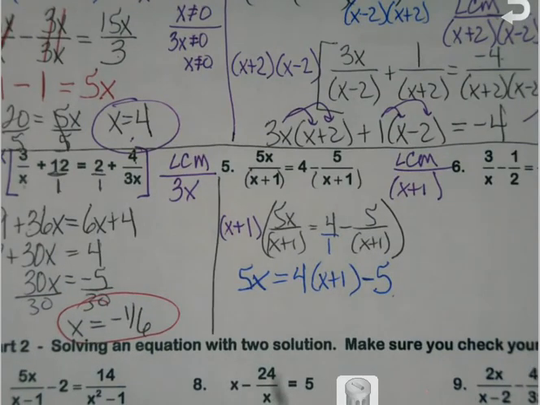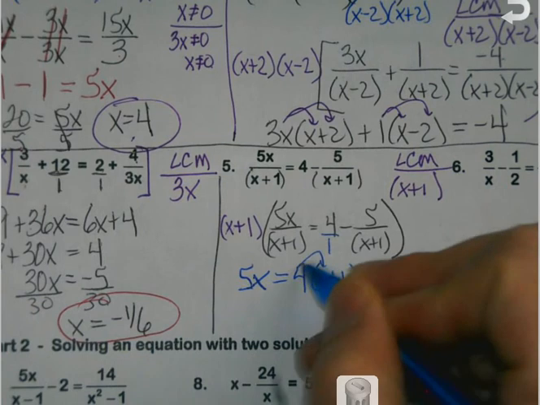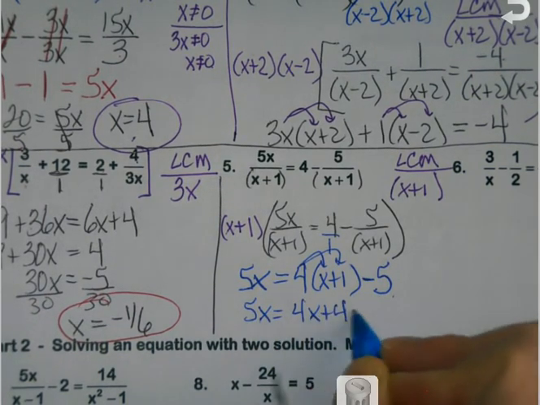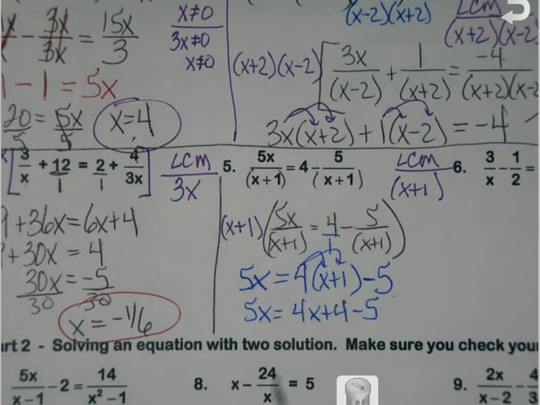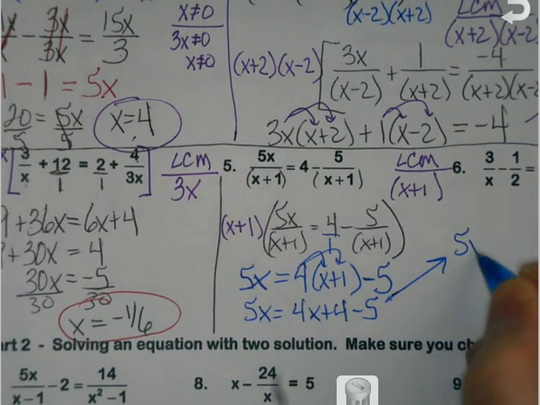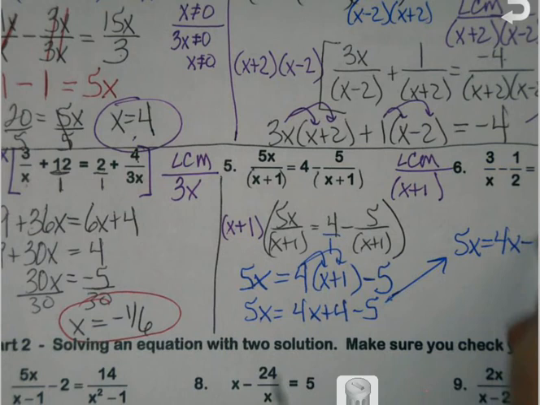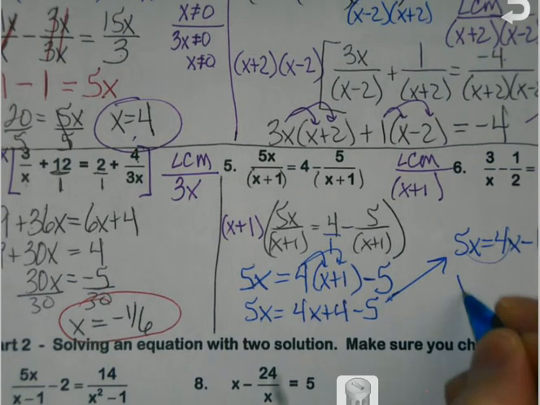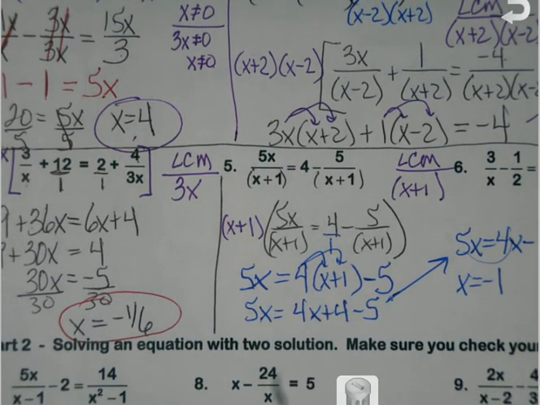And now we're back plain algebra 1. I do my distributing. That's why I put the parentheses, to make sure I do it to the x and the 1. Combine my like terms. And subtract my x over. But again, make sure that your answer doesn't cause a 0 in the denominator.